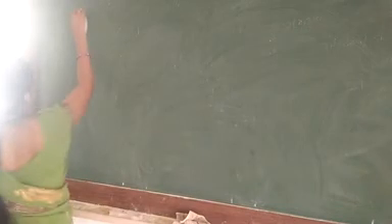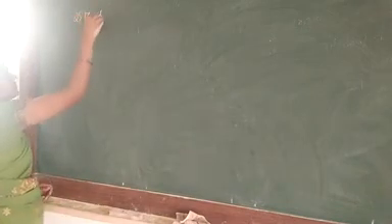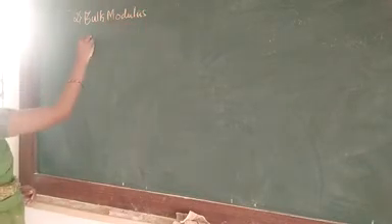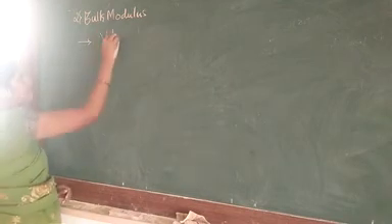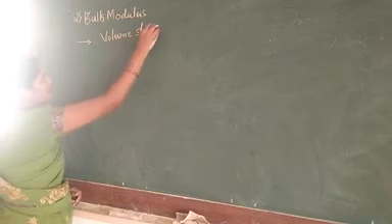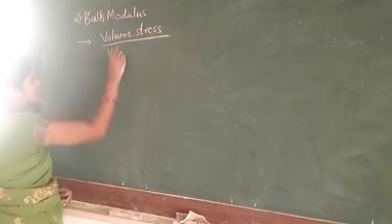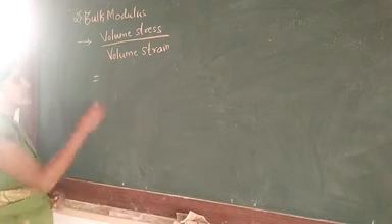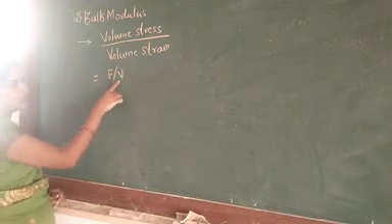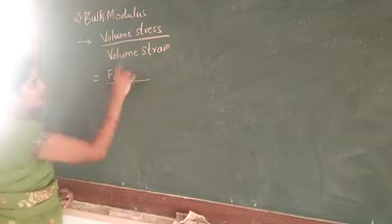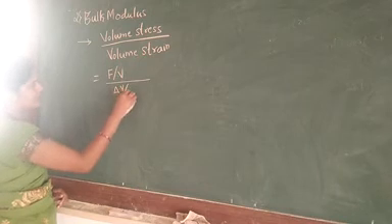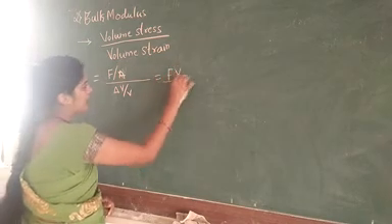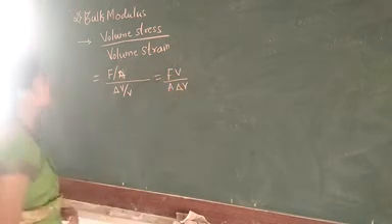Now next, the second one, we are studying the bulk modulus. Here we consider the formula as the ratio of the volume stress by the volume strain. The volume stress is force per unit area of a body, divided by the volume strain, delta V by V, that is F by A. Next, the formula is F into V by A into delta V. This is the formula for the bulk modulus.